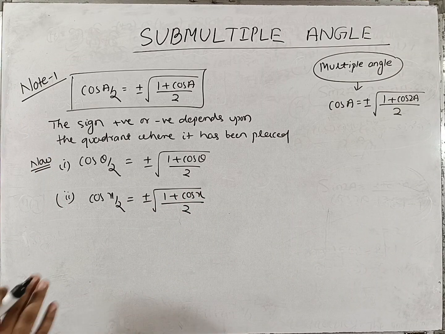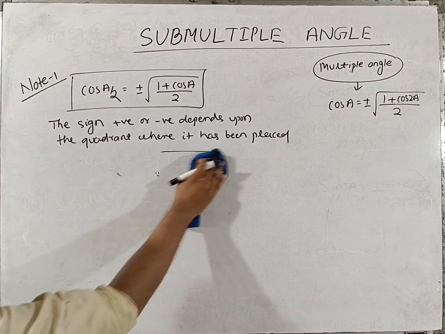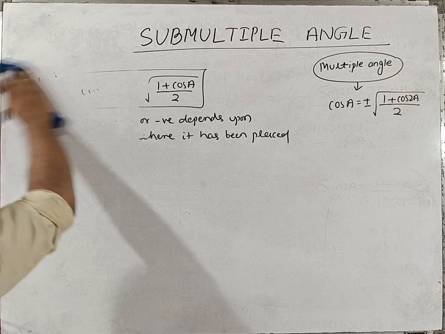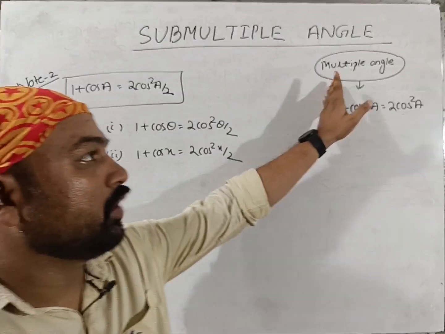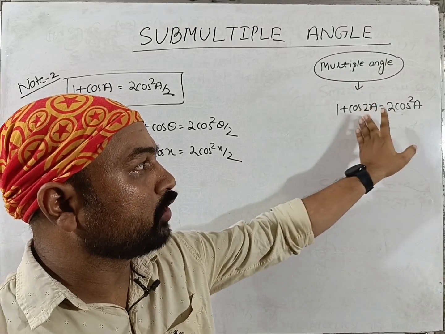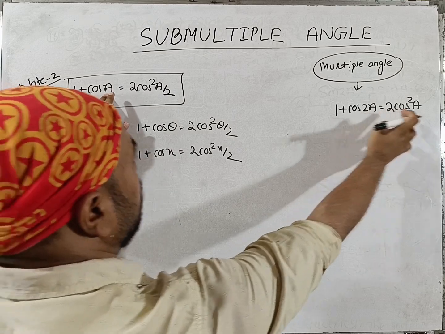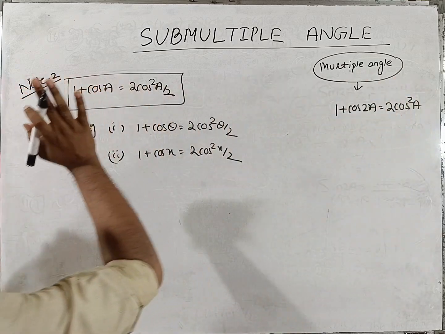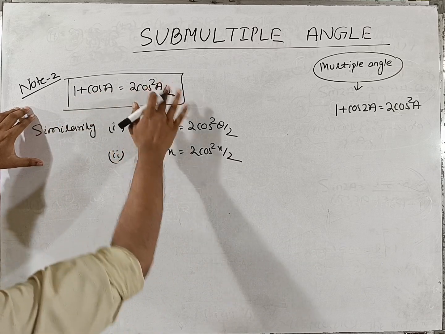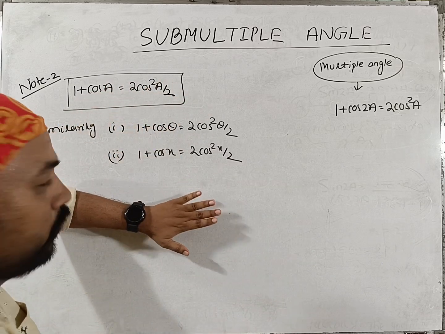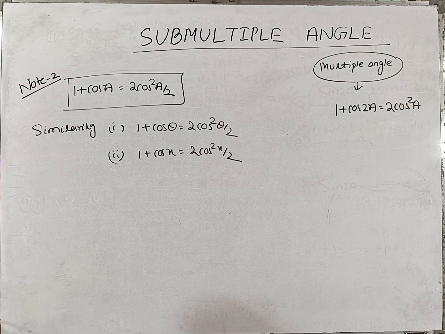Now let us go through the second note of formula number 4. In the multiple angle topic, we have discussed the formula 1 plus cos 2A is equal to 2 cos square A. Similarly, in place of 2A we have to put A, and in place of A we have to put A by 2. So the formula in the submultiple angle will be 1 plus cos A is equal to 2 cos square A by 2. Similarly, in terms of theta and x, we can write 1 plus cos theta is equal to 2 cos square theta by 2, and 1 plus cos x is equal to 2 cos square x by 2.